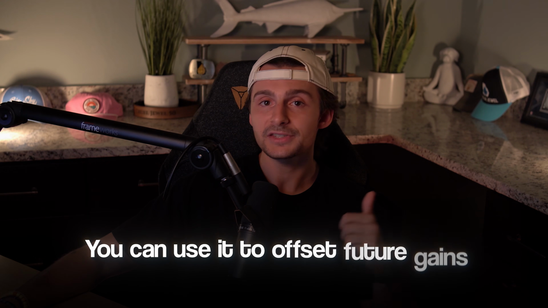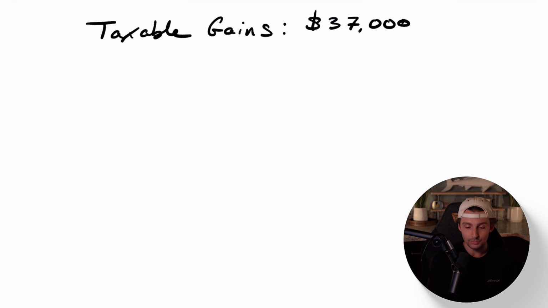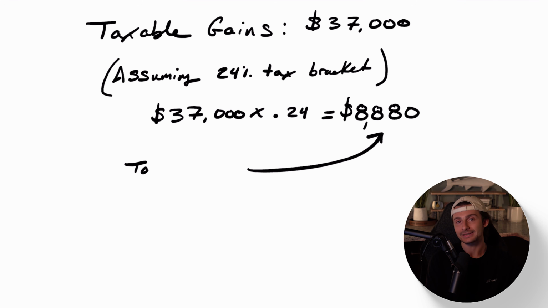You can use it to offset future gains, or you can use it to offset a maximum of $3,000 per year against your other income if you have no gains. And you can keep eating back into those losses up to $3,000 per year until you finally have gains again. Where this really hurts you is if you're in the 24% tax bracket. Based on our prior example, you're now going to owe approximately $9,000 in federal taxes on money that you don't even have anymore, which is unfortunately the painful reality of the wash sale rule.